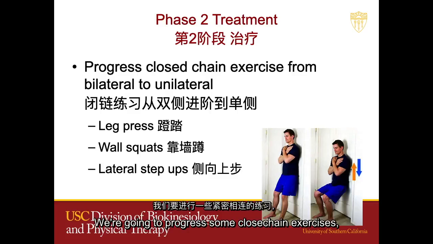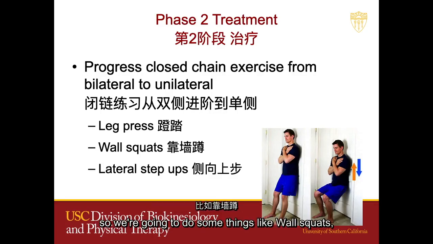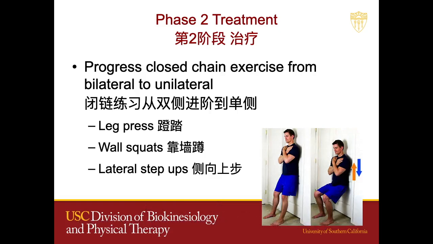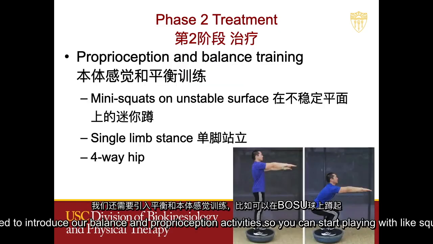We're going to progress some closed chain exercises. So we're going to do some things like wall squats, leg press, step ups. And we're doing these things obviously bilateral initially, a bilateral leg press, and we're going towards unilateral by the end of this phase. And we also need to introduce our balance and proprioception activities.